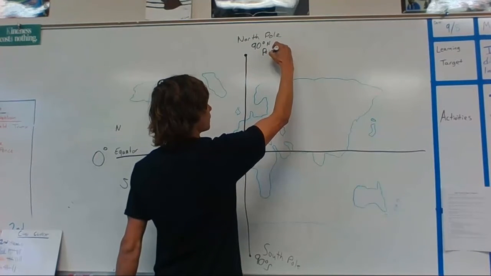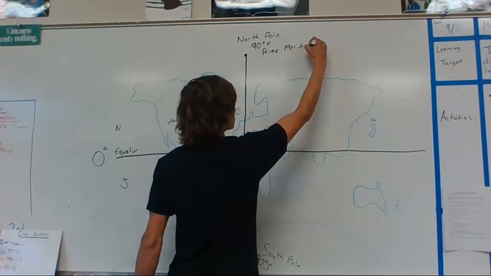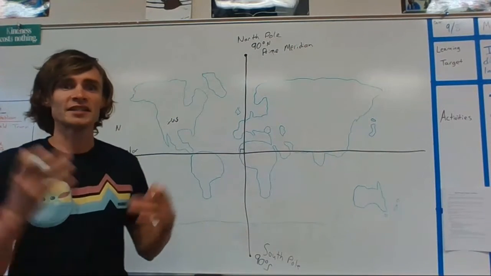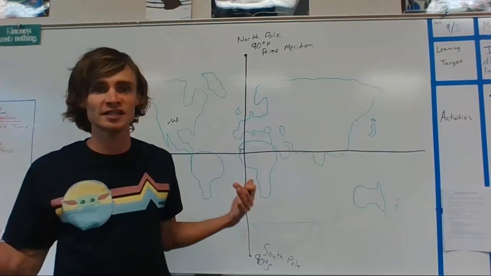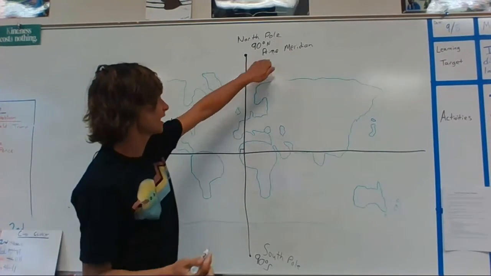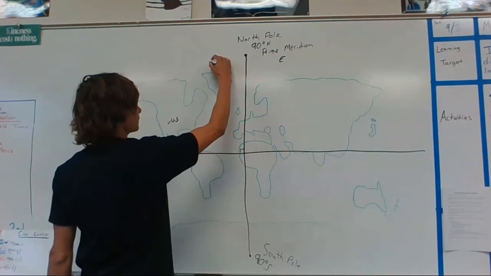That's an M. The prime meridian runs from the North Pole all the way to the South Pole. Again, it's an imaginary line. You wouldn't actually see it if you were to cross it. And to this side of the prime meridian is going to be east, and on this side is going to be west.